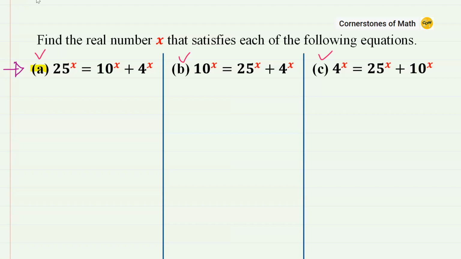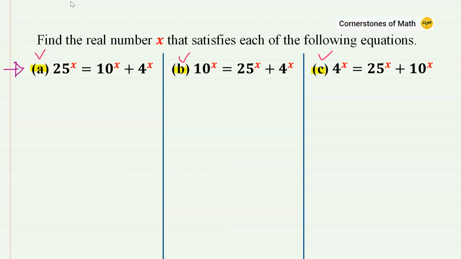So the first equation is 25 to the power of x equals 10 to the power of x plus 4 to the power of x. And the second one is 10 to the power of x equals 25 to the power of x plus 4 to the power of x. And the third one is now 4 to the power of x equals 25 to the power of x plus 10 to the power of x.